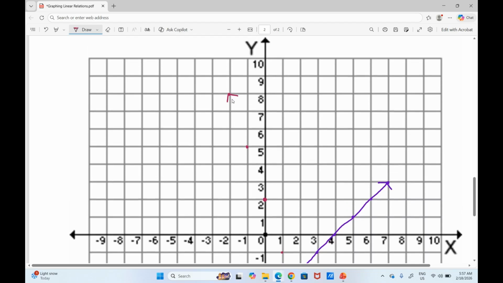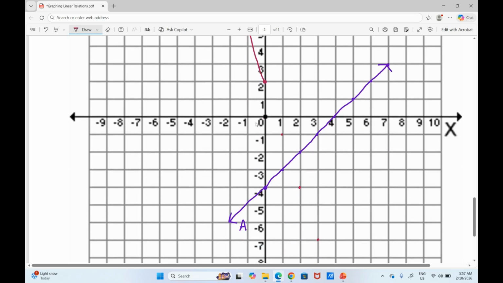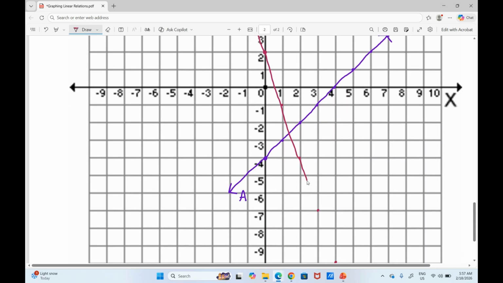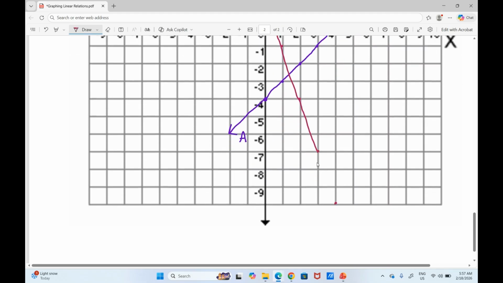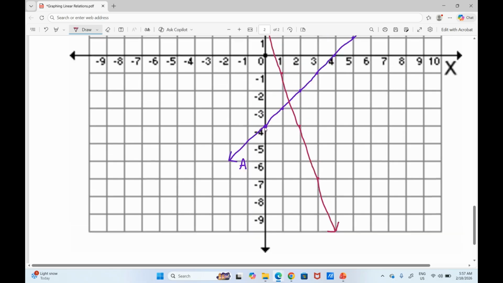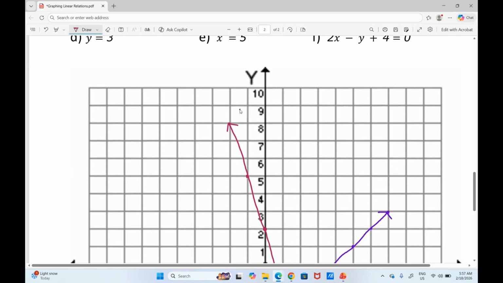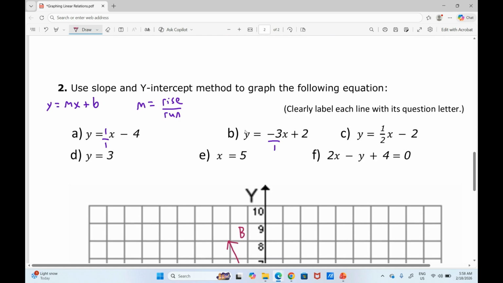Okay, now I'm just going to connect these points, or do my best to draw a straight line, and then draw an arrow indicating that they go on forever. And again, I'm allowed to do that because there's no context to this question, it's just an equation. I'll draw my arrows. Perfect, and we'll name this B.